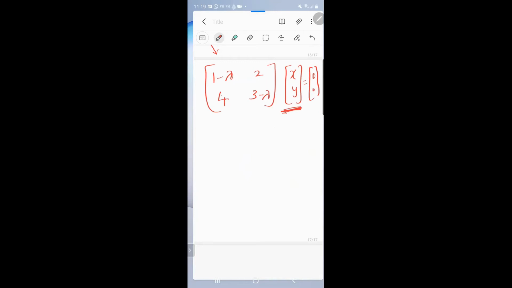Right? I have two problems here. I don't know what is this lambda and I don't know what is this xy. So I'm going step by step to first find out what is lambda, then use that to find out what is xy.